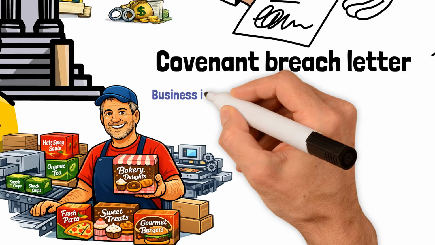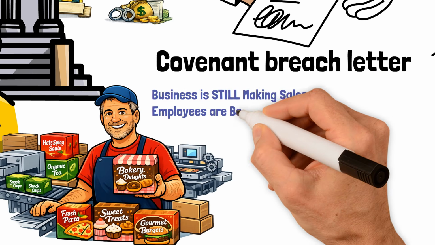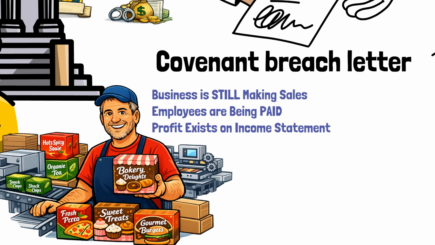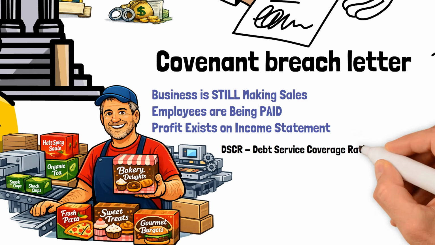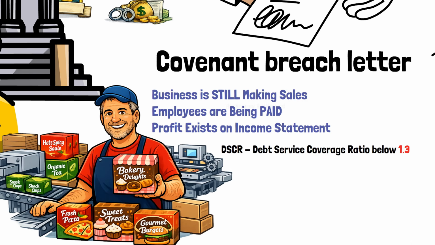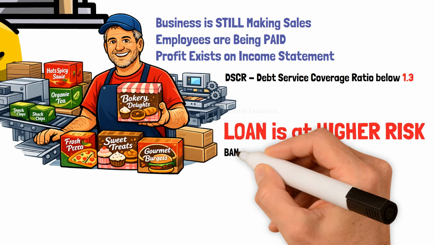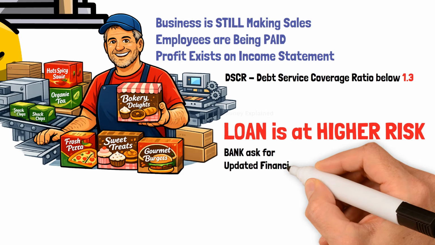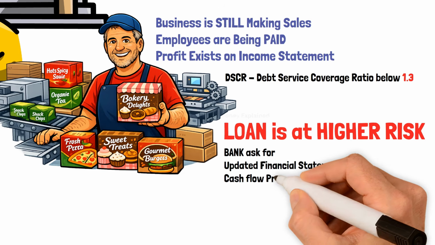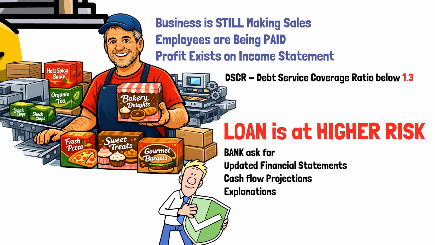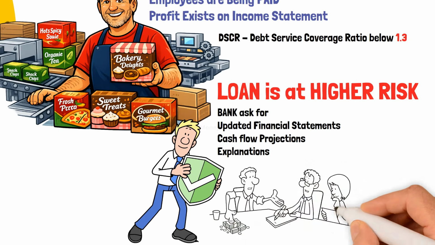The business is still making sales, employees are being paid, and profit exists on the income statement. However, because the debt service coverage ratio has fallen below the required level, the bank now considers the loan to be at higher risk. The bank may first ask for updated financial statements, cash flow projections, and explanations. This is not punishment, it is risk control. If the numbers do not improve, the bank can take several actions.